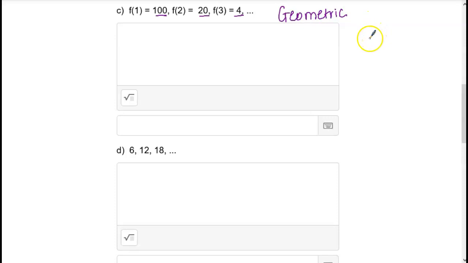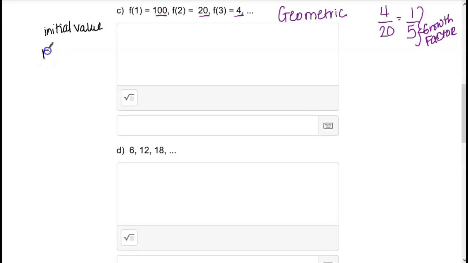And so to find what that growth factor is, you take the last number and you divide it by the previous number. So 4 over 20 reduces down to 1 over 5 or 0.2. So this whole thing right here is our growth factor or common ratio. Either one of those is a correct term. So again, we have 3 parts to that recursive definition. We have the initial value, we have the actual rule itself, and then we have the domain.